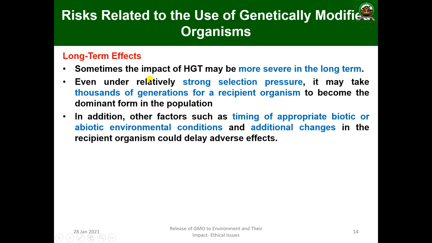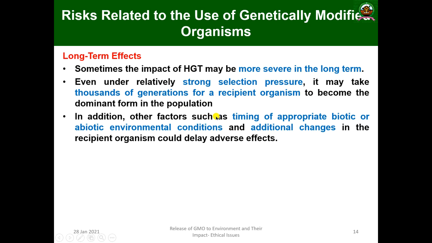Due to the genetic manipulation, the organism may acquire a new character that will be more severe in the longer time. That will be there in the longer time. Under relatively strong selection pressure, it may take thousands of generations for the recipient organism. That will transfer from generation to generation. After 1,000 generations, it may go, and it will transfer the features.